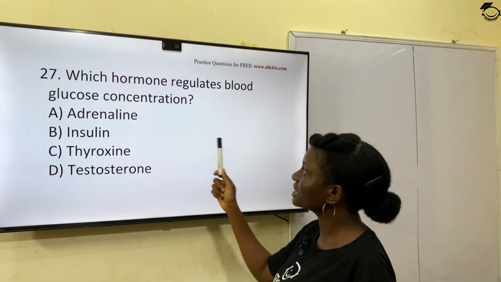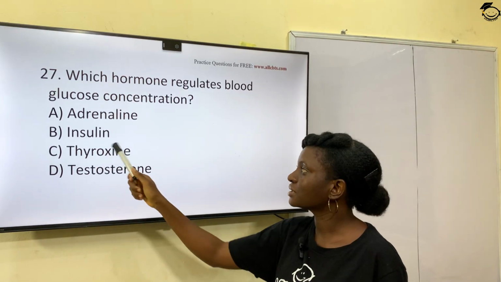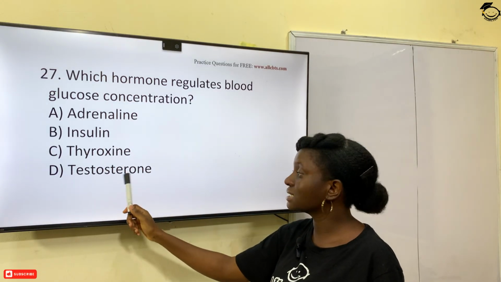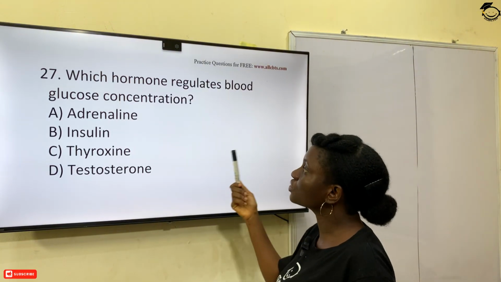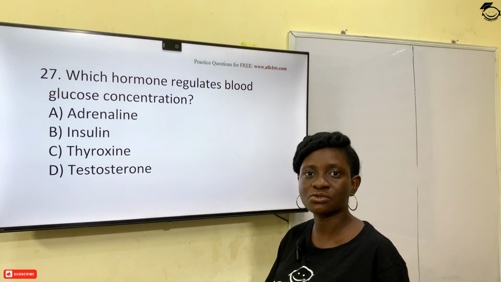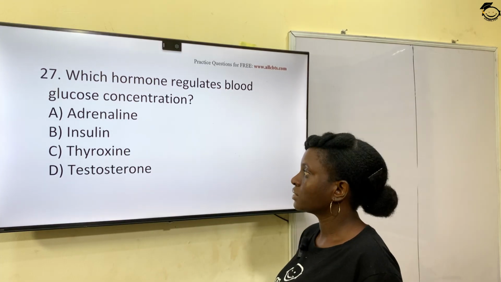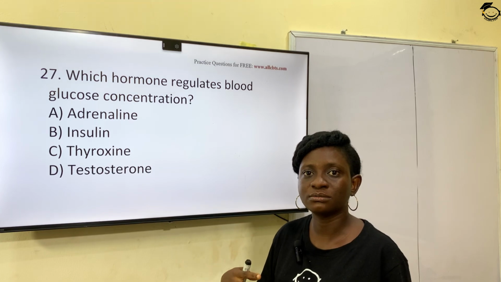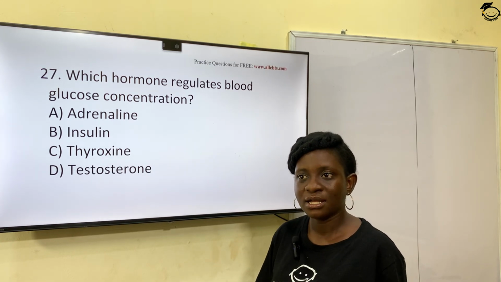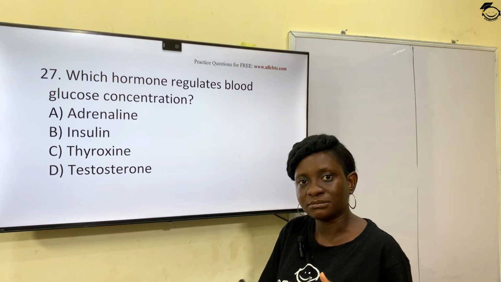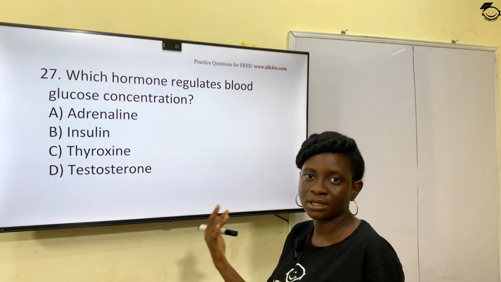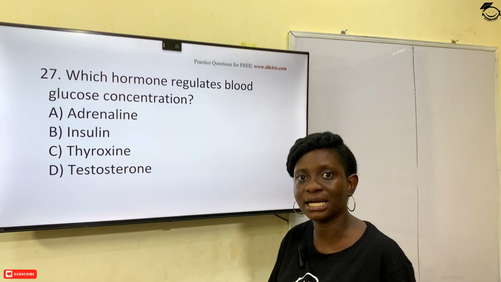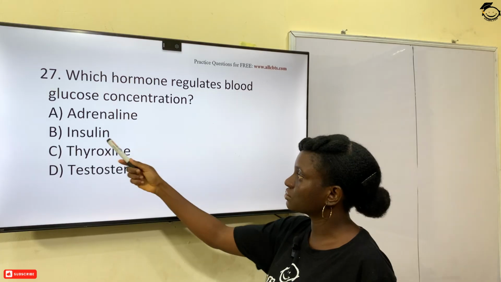Question 27. Which hormone regulates blood glucose concentration? A. Adrenaline. B. Insulin. C. Tyrosine. D. Testosterone. So which hormone regulates the amount of sugar in the body? That is insulin. Insulin helps, once you consume starch or sugar, to convert the sugar into glycogen that is stored in the body. So it regulates the amount of sugar in the body. So that's insulin, option B.